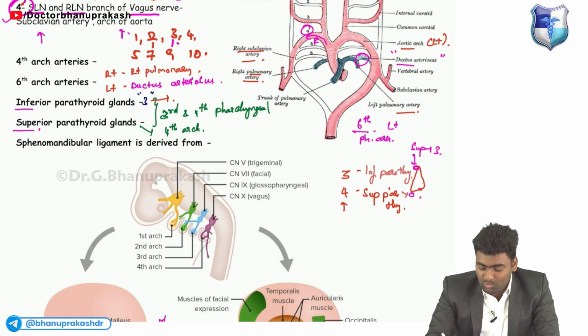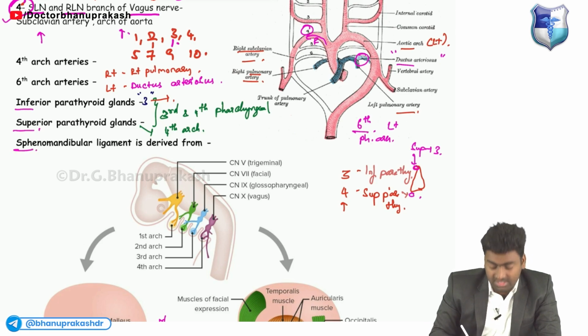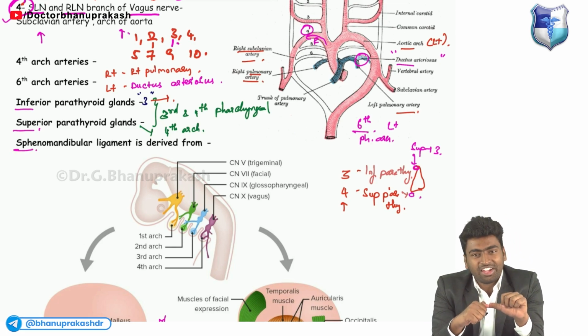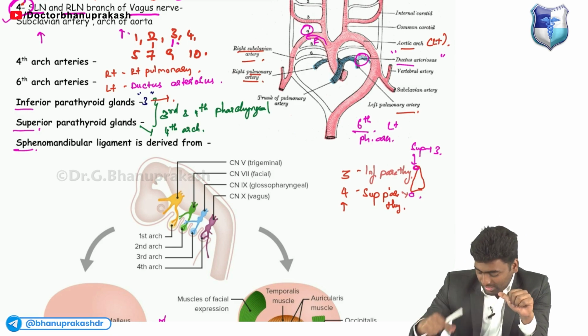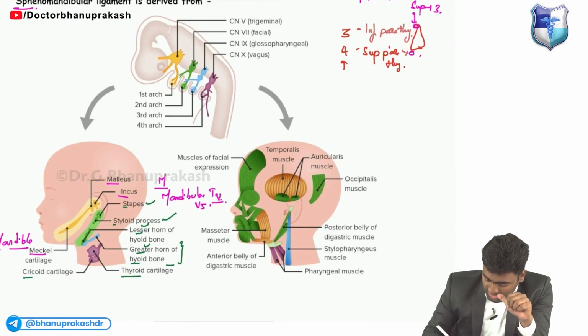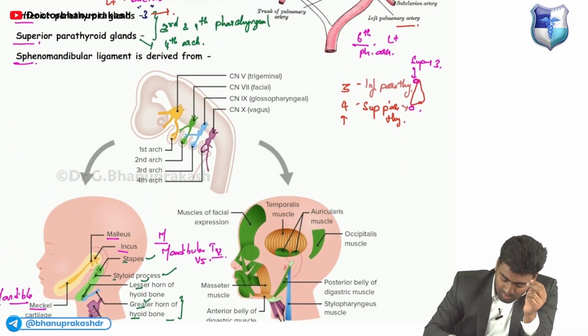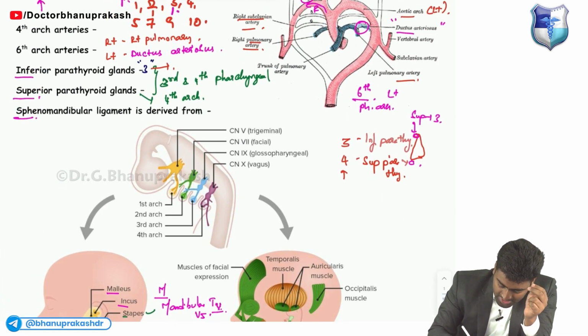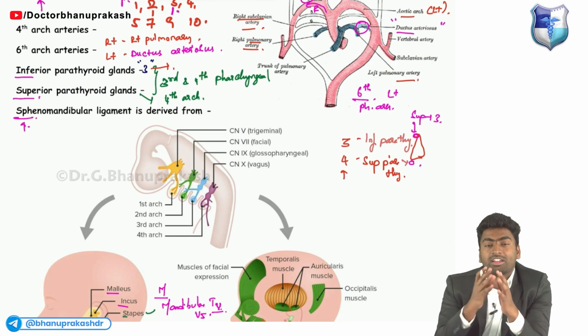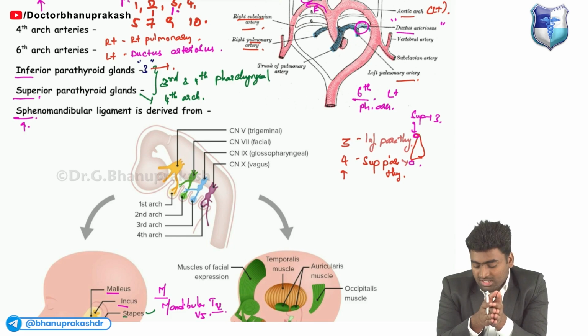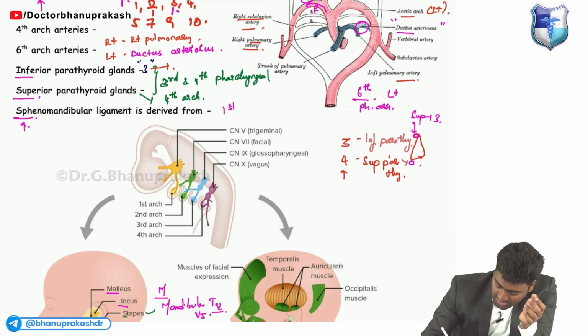And as I told you, the mnemonic is all the S things. All the S things, like the stapedial artery, the lesser horn of the hyoid bone, then the stapes, and another S, which is the styloid process. All of these are derived from the second arch. But just remember one other S, which is the sphenomandibular ligament. This ligament is not derived from the second pharyngeal arch. It is derived from the first pharyngeal arch.